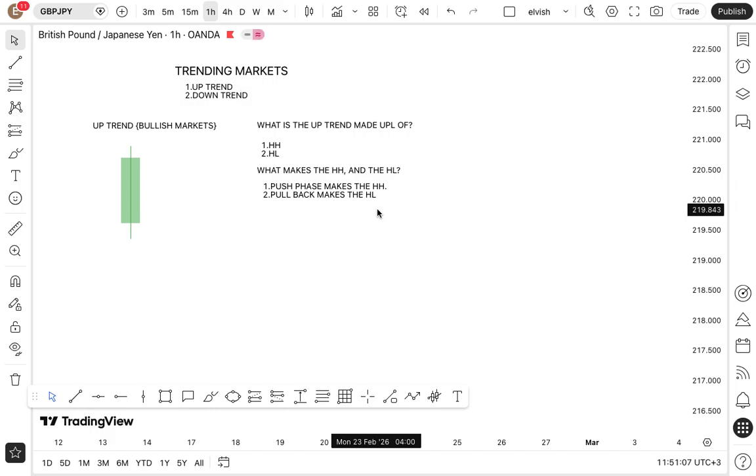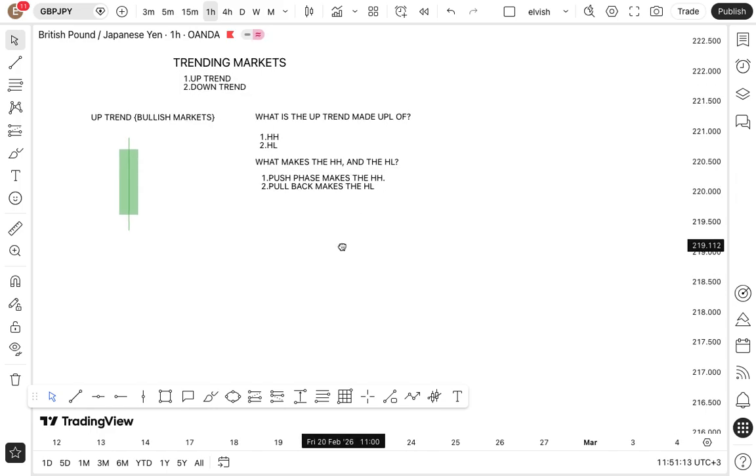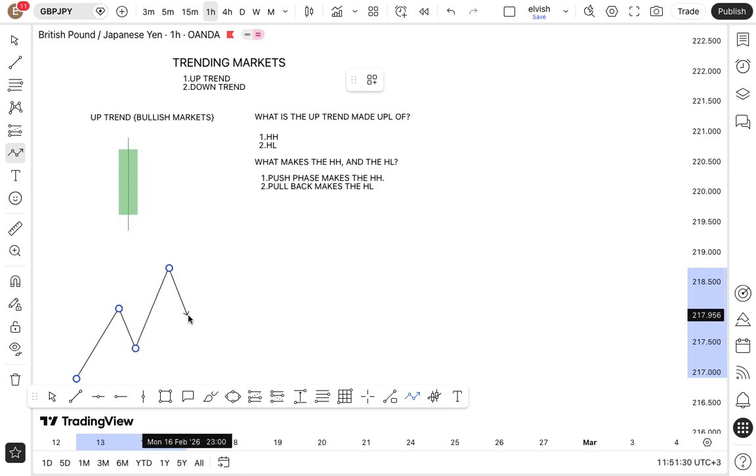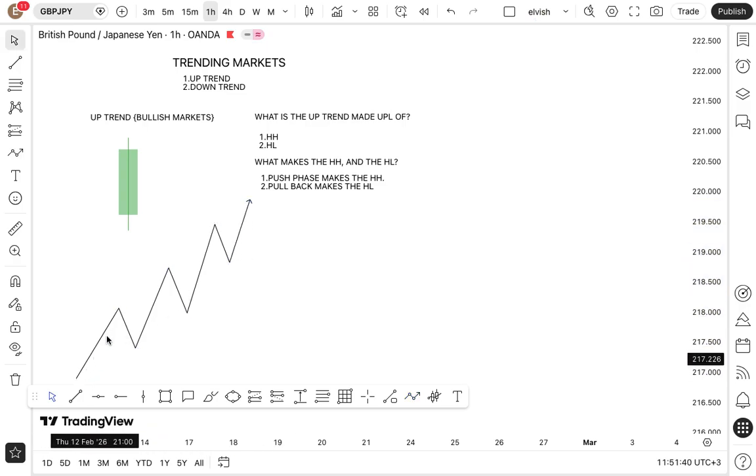How does the higher high and the higher low look like? Let me explain that to you in a simple way. What's this? That's a push, right? And then what's this? This is a pull. What's this? A push. And then what's this? A pull. What's this? A push. And then a pull. What's this? A push. So this move over here is called a push phase, and this move over here is called a pull phase. This over here is called a push phase, and then this is called a pull phase.